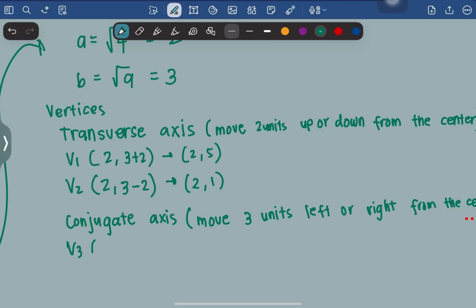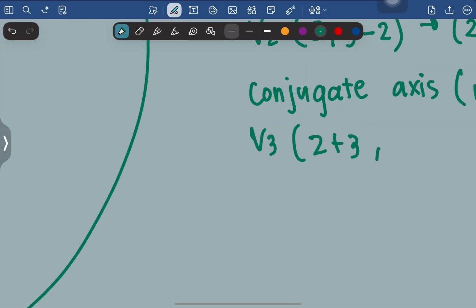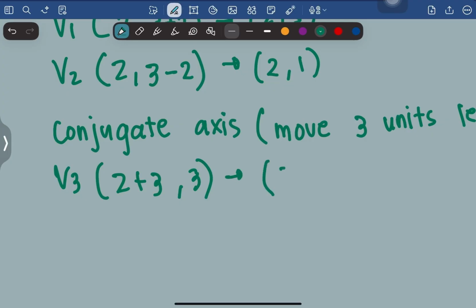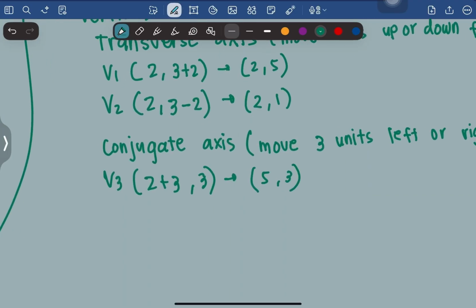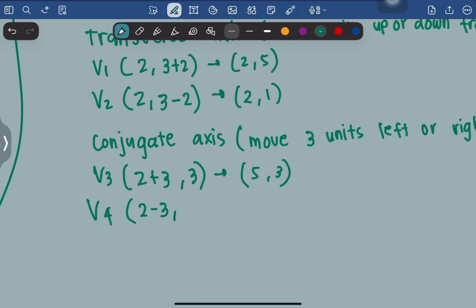So, vertex 3, so mag-a-add ka ng 3 sa x coordinate kasi yung conjugate axis natin po is parallel sa x-axis. Then, yung center natin, yung y coordinate niya is 3. So, magiging 5, 3. Then, yung vertex 4, so to move to the left, so, magsusubtract ka ng distance 3. Magiging negative 1, 3.